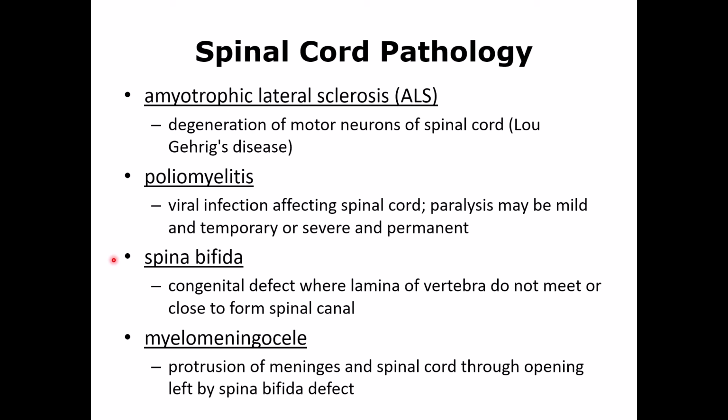Spina bifida is a congenital disease affecting part of the vertebra. It's the posterior part of a vertebra, called the lamina. If that area is defective, then the meninges may pass through it, or even the spinal cord may pass through it, and that condition is called myelomeningocele. So either the spinal cord, the meninges, or both of them can pass through this defect.